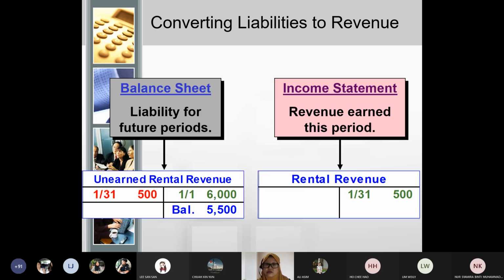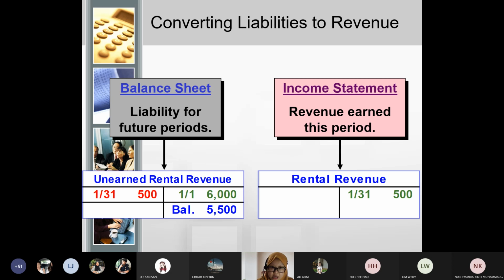Okay, so this is how we do it in the T account. Just now it was all in journal entries. In the balance sheet, we will report the liability, the unearned rental balance, which is the balance carried down.